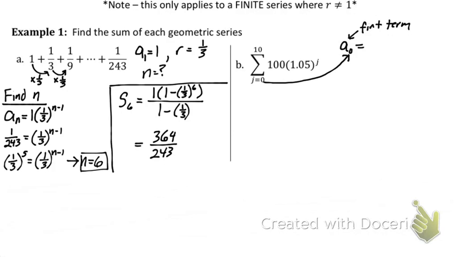Well, a sub 0 is just going to be 100 times 1.05 to the 0th power. Anything to the 0th power is 1. So this, in fact, just equals 100. My common ratio, well, that's just the base of our exponential function. So it's going to be that 1.05. So this is, in fact, 1.05.